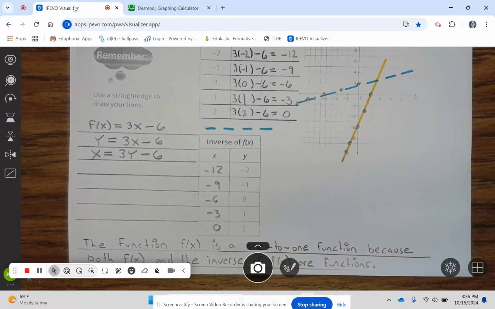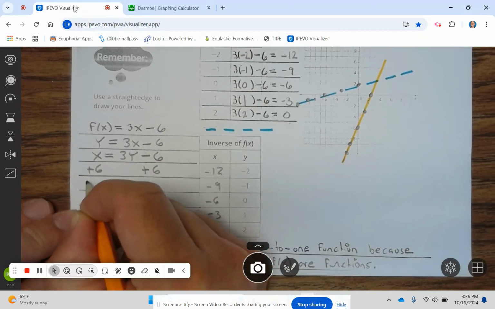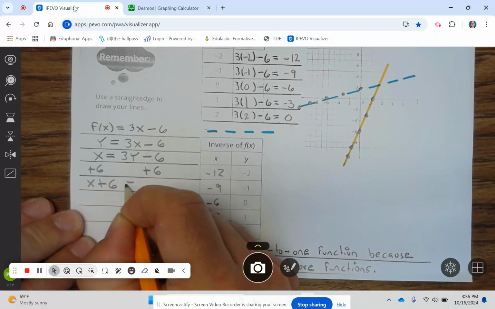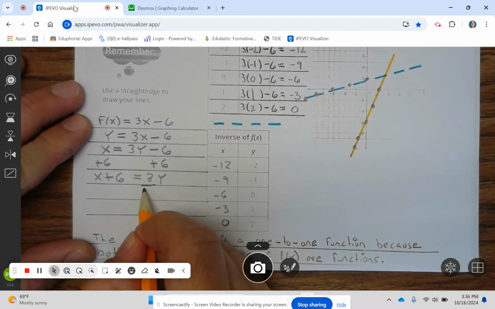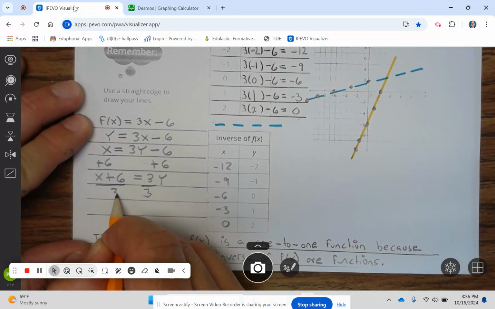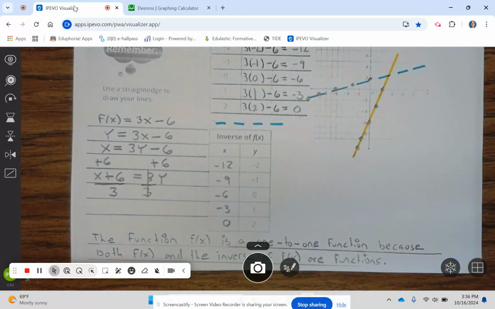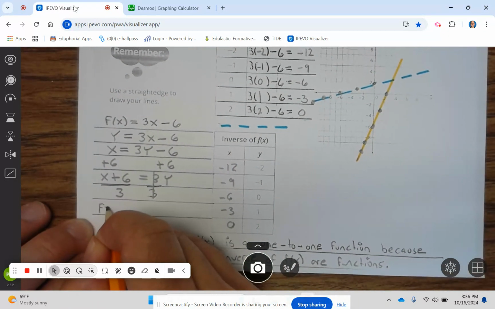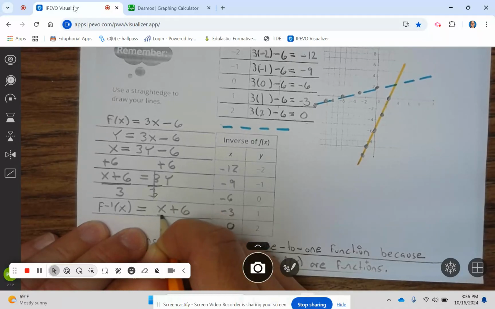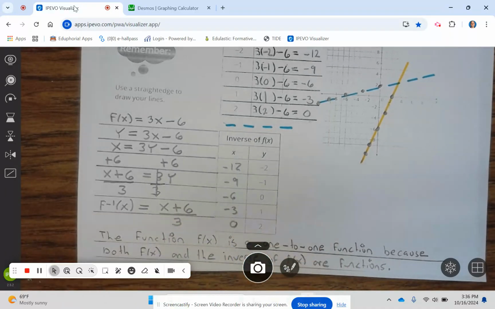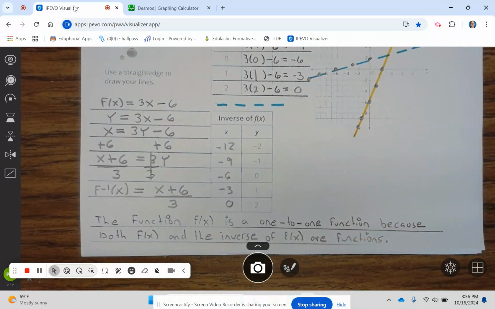And then the final step is to solve for y. So we add 6 to both sides. So we get x plus 6 equals 3y. And then the last step is we divide everything by 3. So f inverse of x equals (x plus 6) divided by 3. All right. Go ahead and finish it up.